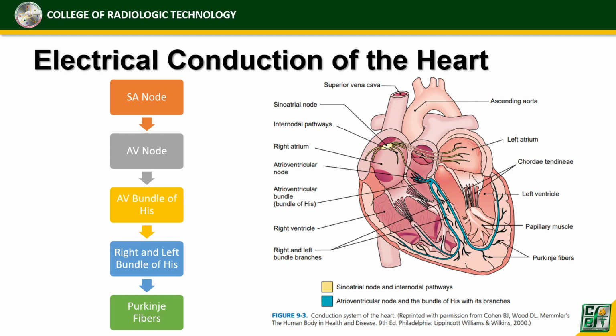Okay? So, sinoatrial node. And then, conduction will travel to the AV node or the atrioventricular node. Then, after the atrioventricular node, it will go to the bundle of His or the AV bundle or atrioventricular bundle. Commonly known, mas kilala bilang the bundle of His. So ito na yung bundle of His. Atrioventricular, then it is between the atrium and the ventricle.